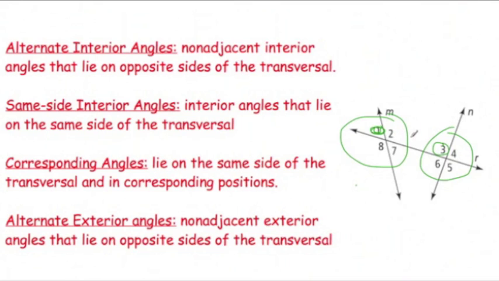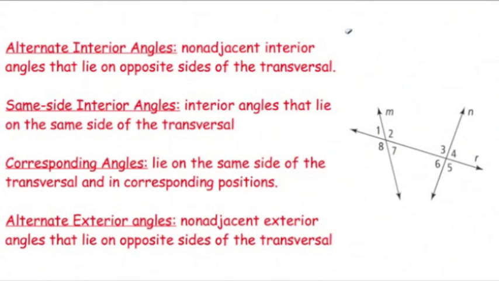How many corresponding angle pairs do we have? We have a bunch. 2 is upper right, and it corresponds to 4, upper right. 8 is lower left, 6 is lower left, so 8 and 6 are corresponding. And last but not least, 7 and 5 are both in the lower right, so they'd be corresponding. Let's look at the last one.